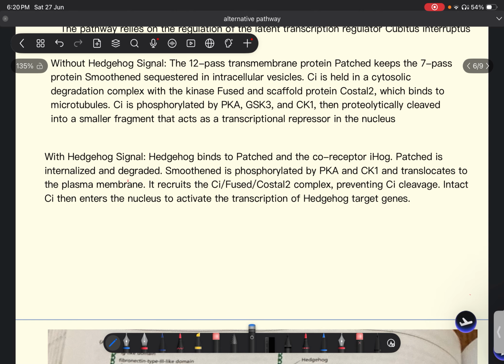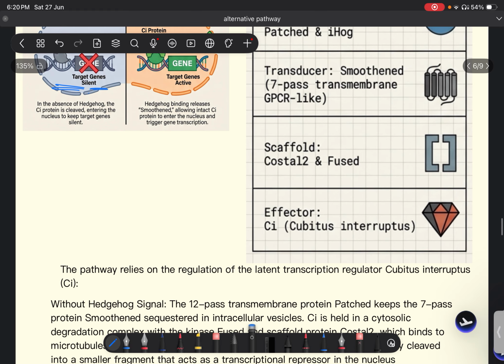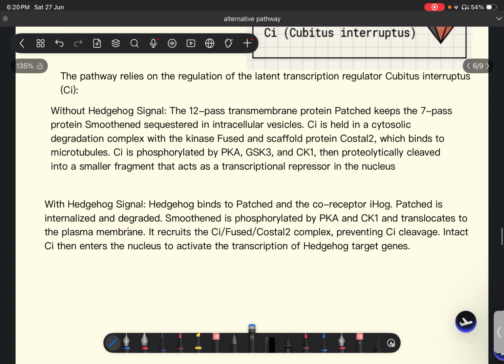Now, this complex is degraded with the help of, so you can see that this is the scaffold protein. So the CI protein is basically bound in it. And this is basically phosphorylated, right? The cleaved one with the help of these three kinases, which are also similar in your Wnt-catenin pathway, right? So this is later on proteolytically cleaved and acts as a transcriptional repressor in the nucleus.